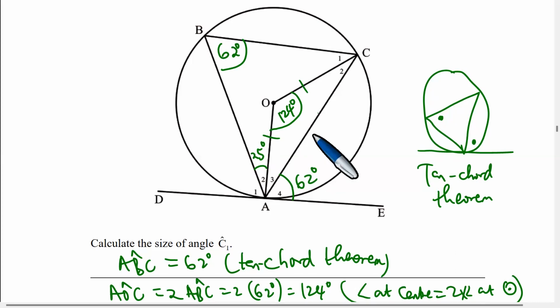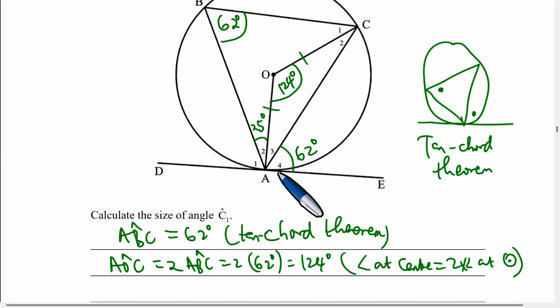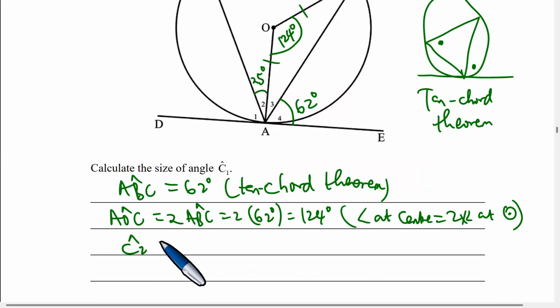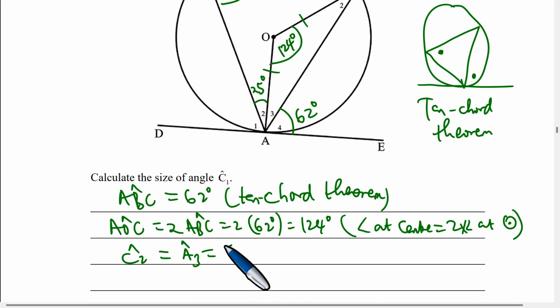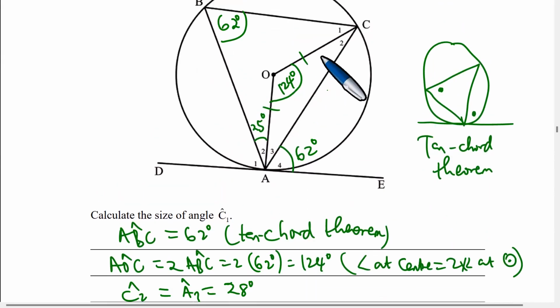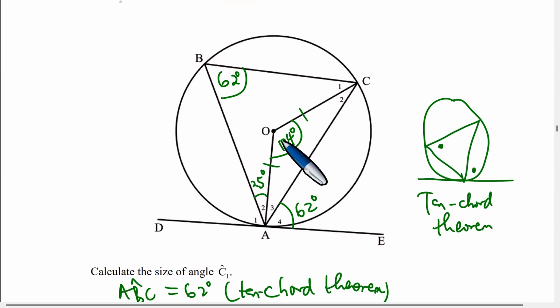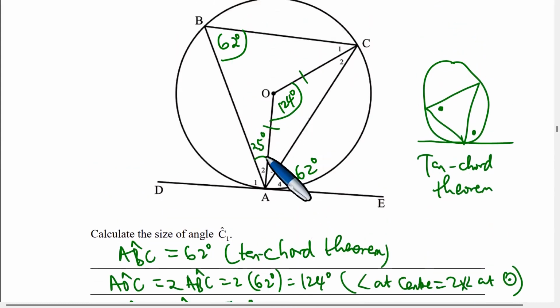because we can see clearly that angle C2 must be equal to angle A3. So angle C2 is equal to angle A3, which is equal to 28 degrees. Because these angles here are angles in a triangle, they must add up to 180. So it's this plus 56. Now 56, you divide by 2 because these are equal, so you actually get 28 degrees. So C2 is equal to A3, which is equal to 28 degrees.